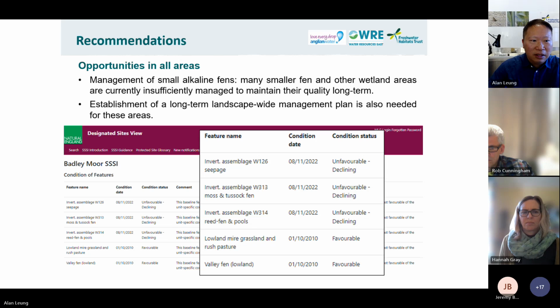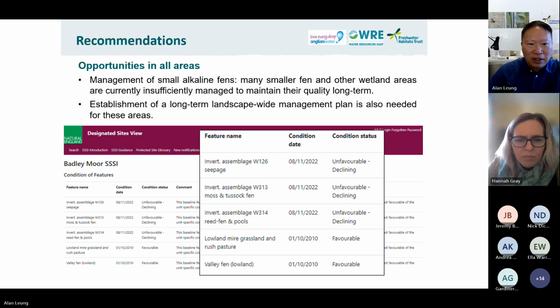This is an example. If we look at, for example, the Bradley Moor SSSI, although its overall status is favorable, if we look at the individual features of this SSSI, we may find that the invertebrate assemblage, for instance, may be declining. So it highlights that we can actually do something to see whether we can fix this situation.